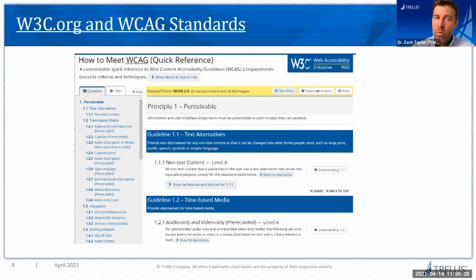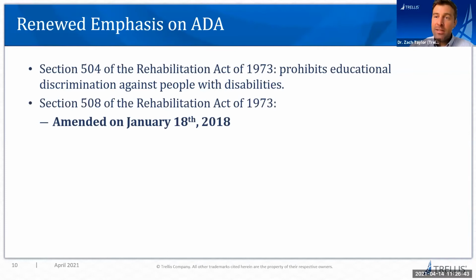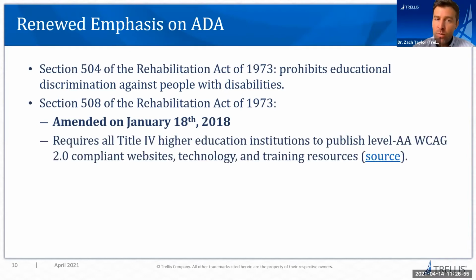Why is there a renewed emphasis on ADA? Well, way back in 1973, and then it's been adopted and amended many times since, it prohibits educational discrimination against that PWD population. Section 508 was added as technology started advancing. They knew that it wasn't just educational discrimination in a classroom setting. The classroom setting could be digital, and we need to look toward digital sources. So Section 508 was written, it was amended in 2018, and now all Title IV institutions are held to a level AA threshold of compliance.